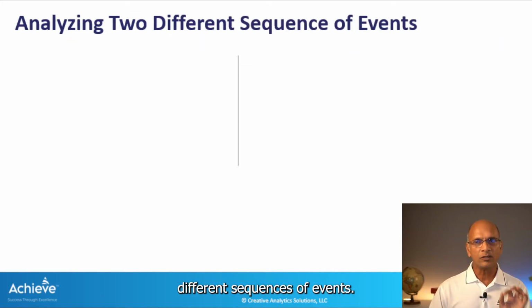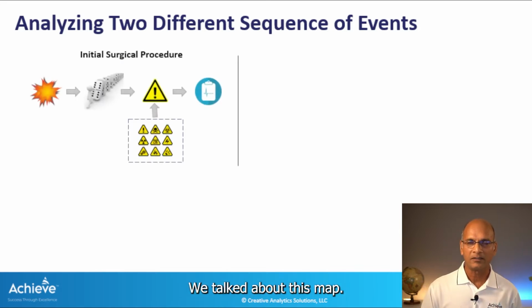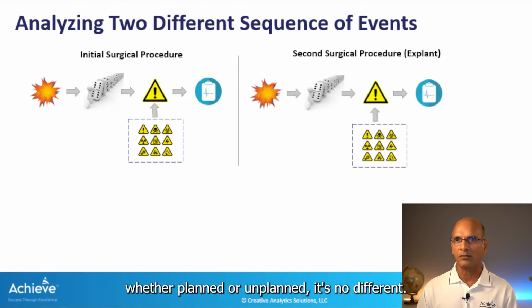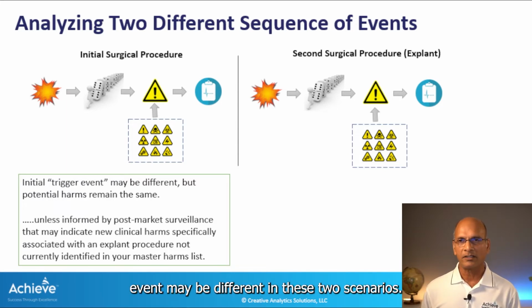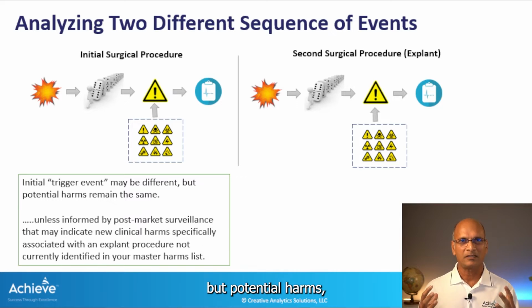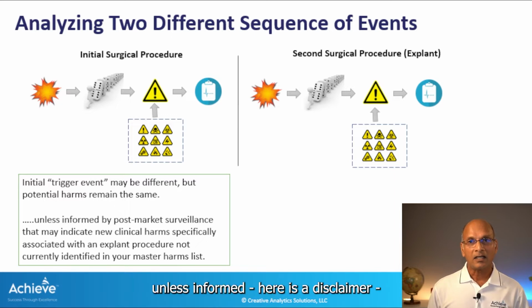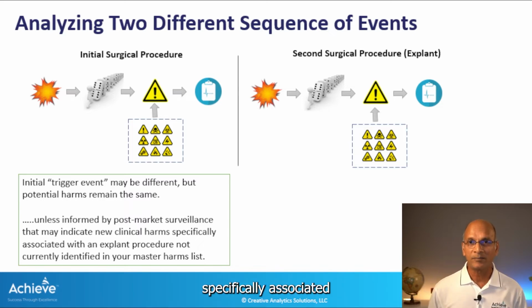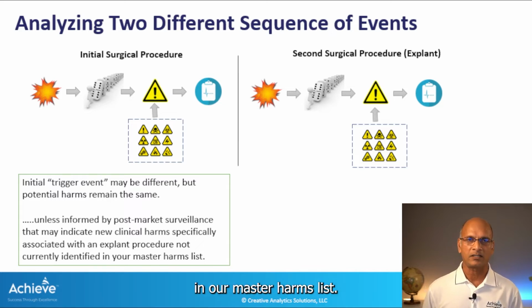So let's look at these two different sequences of events, right? Initial surgical procedure, we talked about this map. This map is no different in the second surgical procedure, whether planned or unplanned, it's no different. So the initial trigger event may be different in these two scenarios, but potential harms, the clinical symptoms or signs, remain the same. Unless informed, here's a disclaimer, unless informed by post-market surveillance that may indicate new clinical harms specifically associated with an explant procedure not currently identified in your master harms list.